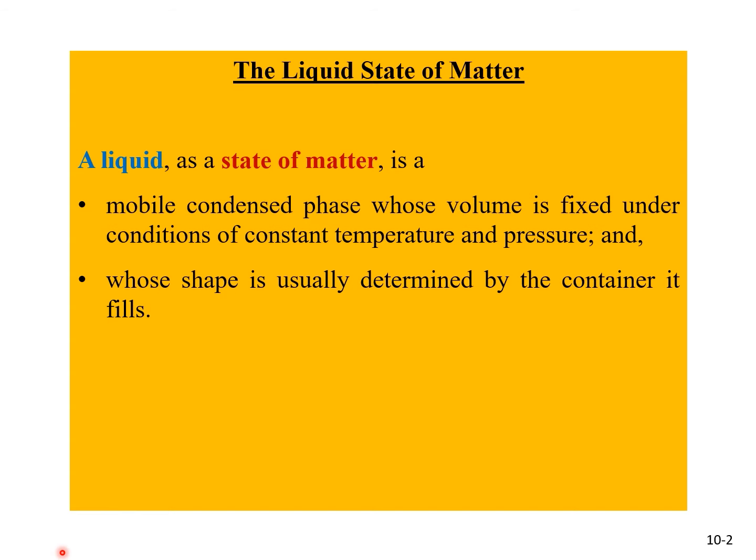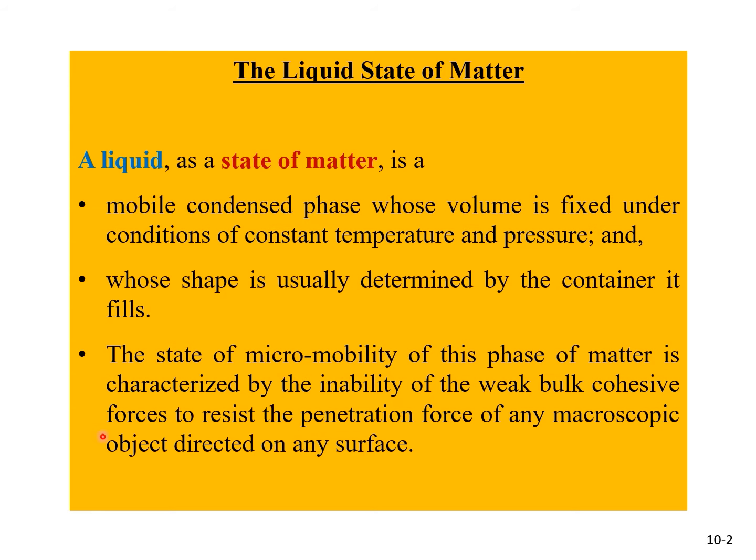One more thing, a liquid does not prevent other objects from penetrating it. So we have the state of micromobility of that phase of matter, characterized by the weak bulk cohesive forces. The molecules have a cohesive force, but it's weak. That does not prevent the penetration of any macroscopic object directed into any cell. Make sense? Macro means big, a big object. So that's the definition of it.